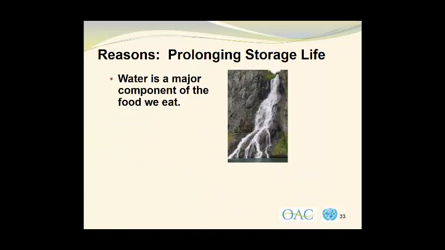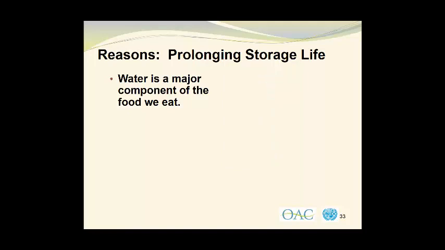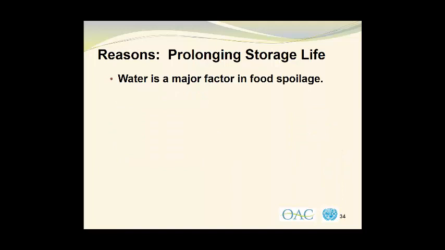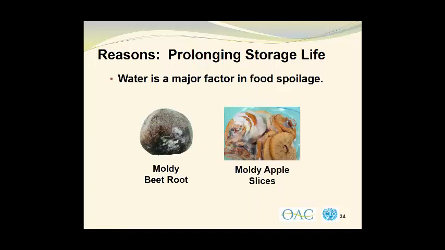Water is a major component of the food we eat. You may want to think of the water in fruits as being the juice, and in this photograph I've shown a glass of orange juice. Water is a major factor in food spoilage. Taking a look here, we see a moldy beetroot, and we also see some moldy apple slices, and this mold growth is caused by the availability of water and nutrients that are contained within the food itself.